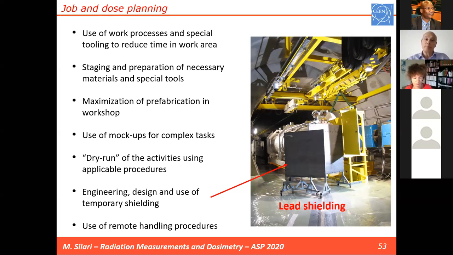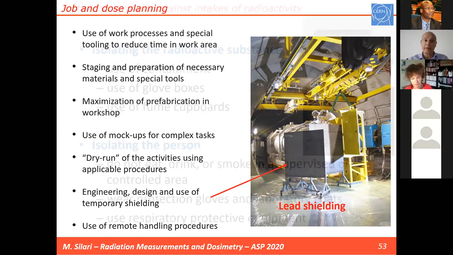and design the mounting and disassembly in a way that it can be done fast. So, as I said, you can also use mockups for complex tasks so that you do a dry run, so you know exactly what you have to do when you have to intervene in the radiation area. And you can also use temporary shielding like the one used here. The shielding must not necessarily be a fixed one. You can actually mount a lead screen on wheels that you can put in place. And you can also use remote handling procedures, as simple as a tweezer, if you just have to handle a beta source, or a complex telemanipulator to handle remotely a component that can be substantially activated.